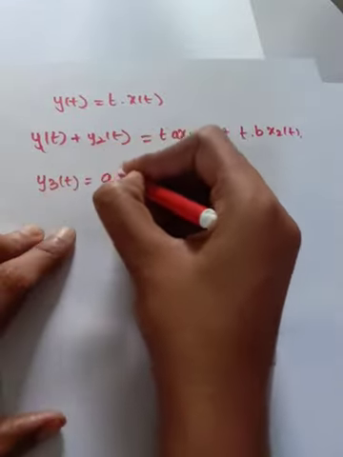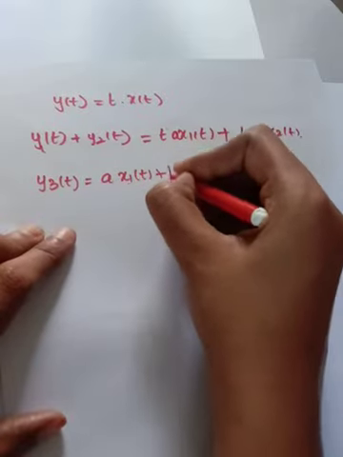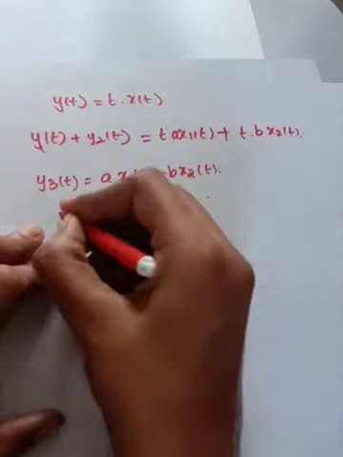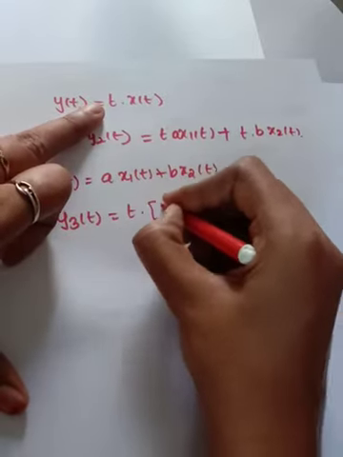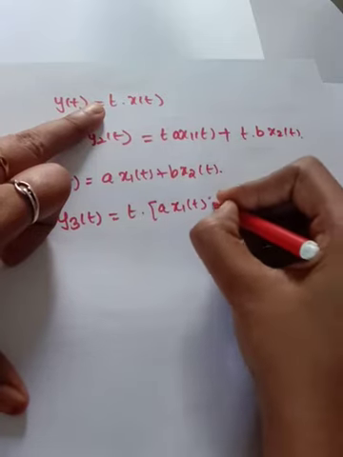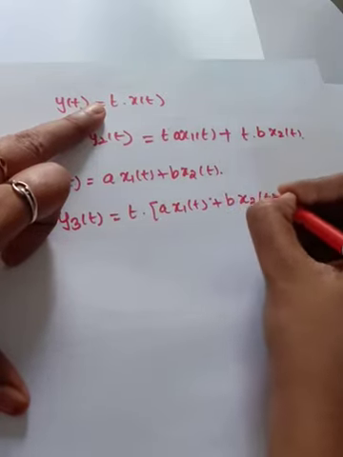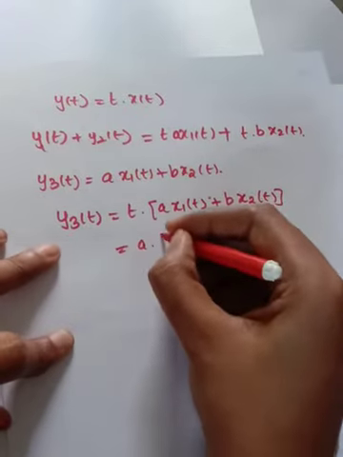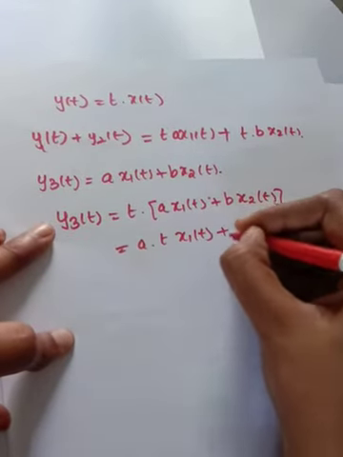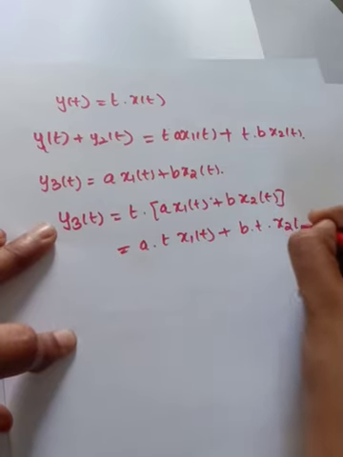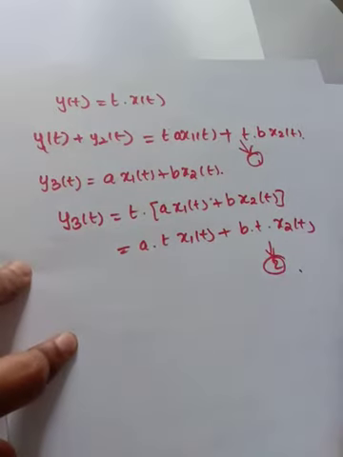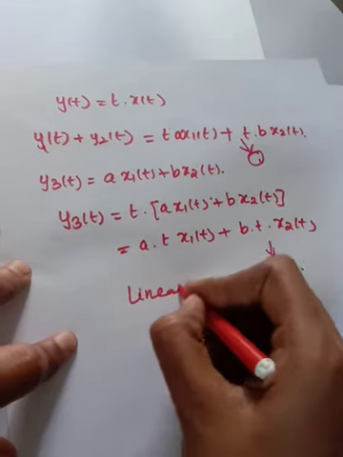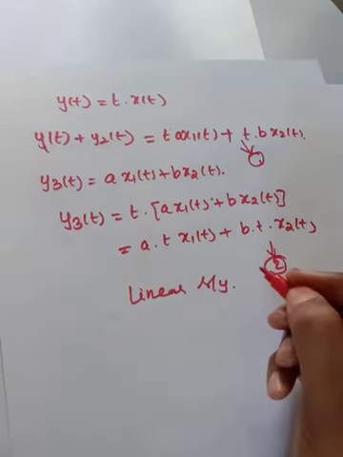Okay, so now I need to find y3 of t. So y3 of t is nothing but a x1 of t plus b x2 of t, and I am going to give that to the system now. So t into a x1 of t plus b x2 of t. Now you get a into t x1 of t plus b into t x2 of t. Now see, this is the first one and this is the second one. Both are the same, right? So it is a linear system.